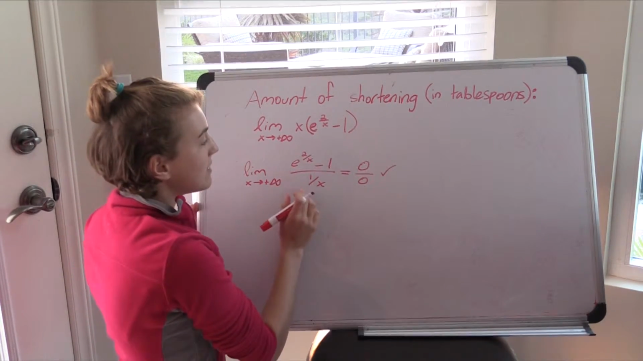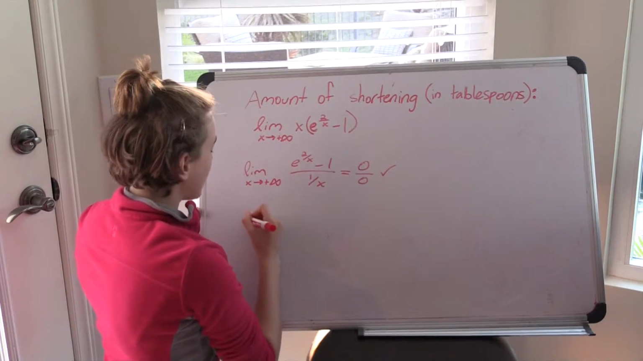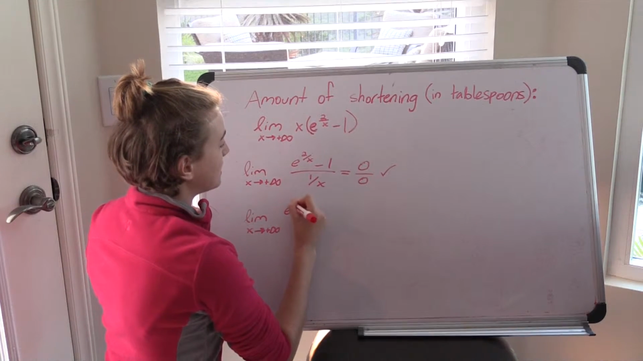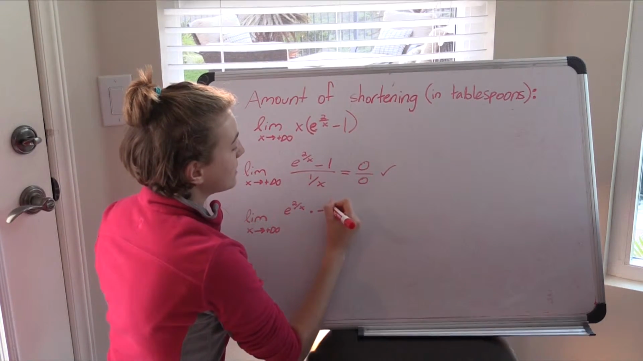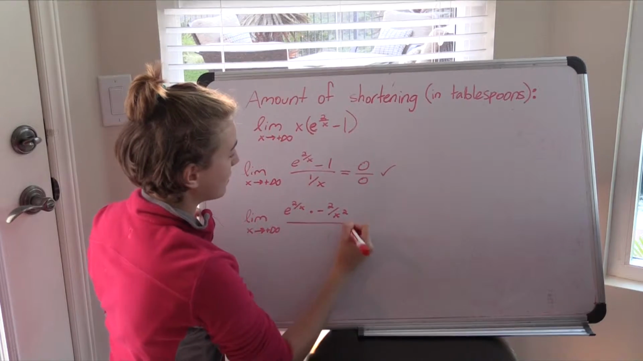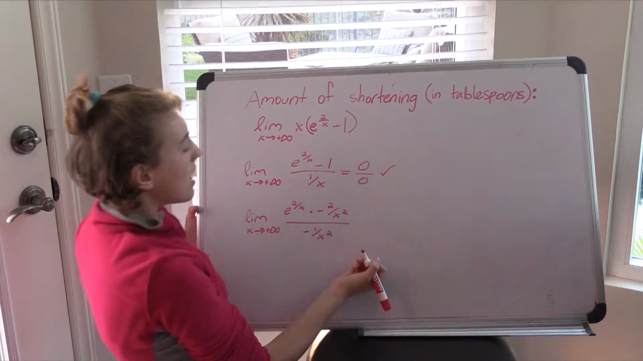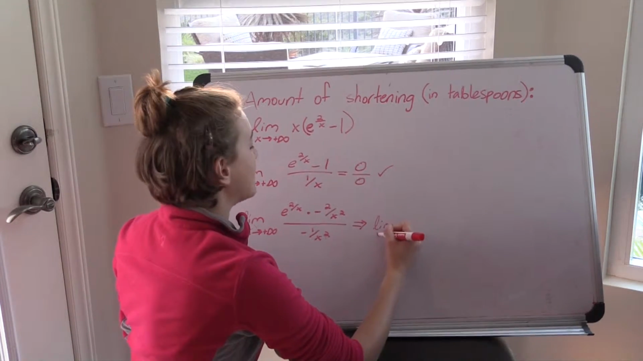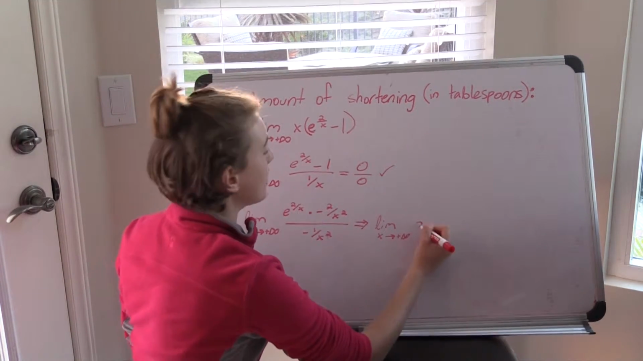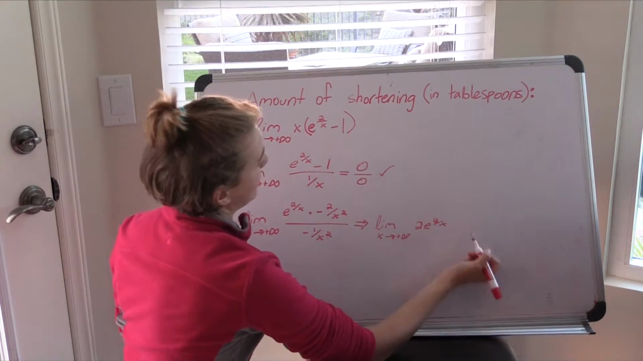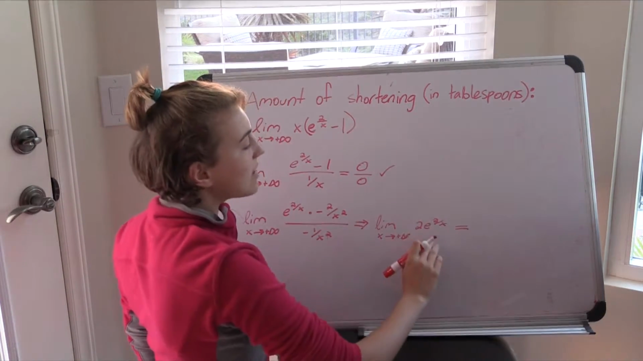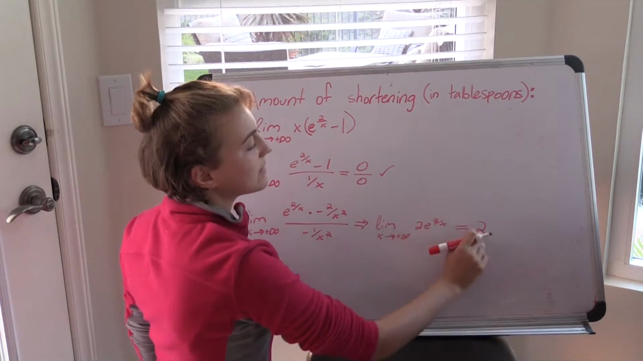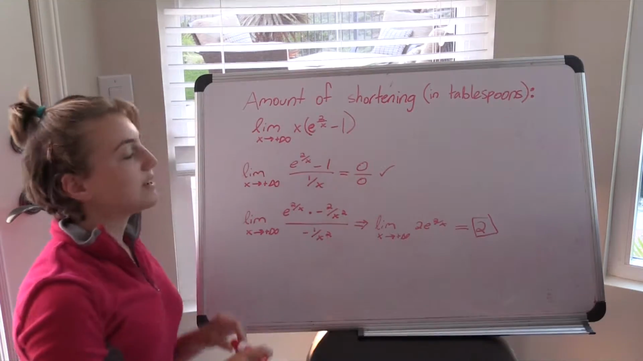So now we're going to find the derivative of both the numerator and the denominator. So this is going to end up being the limit as x approaches positive infinity of e to the 2 over x times negative 2 over x squared, all over negative 1 over x squared. And then the x squareds cancel out, the negatives cancel out, and you get left with the limit as x goes to positive infinity of 2e to the 2 over x. And if you calculate that out, it's going to end up being 2, because this ends up being 1 times 2, which is 2. So you need 2 tablespoons of shortening in the recipe.